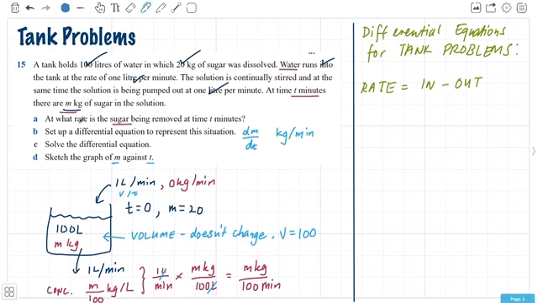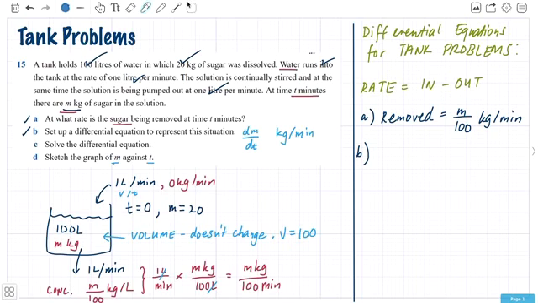Okay, so the first part here, part A, is at what rate is the sugar being removed at time t minutes? And you can see here that the rate the sugar is being removed is m over 100 kilos per minute. Kilos per minute. Okay, so m over 100. So that's A.